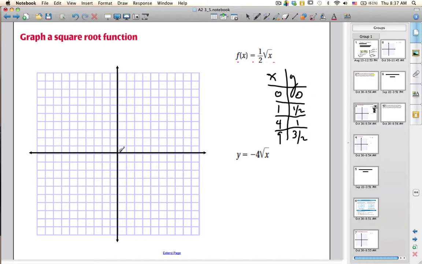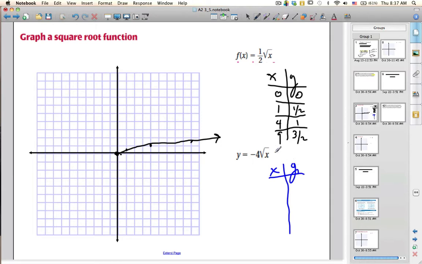If I plot these points, (0, 0), (1, 1/2), (4, 1), and (9, 1.5), you can see that I'm going to start here and head on out in that direction, and this is the curve that I get. Okay, so when we go on and do the other table, I'm going to change colors. I'm going to put them both on the same graph.